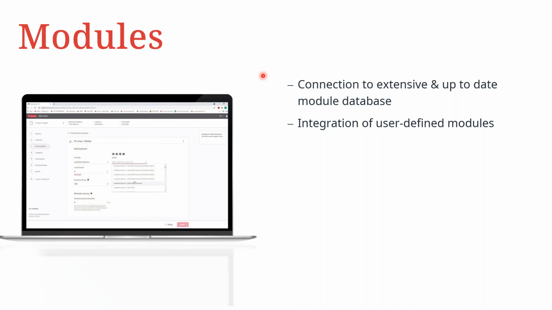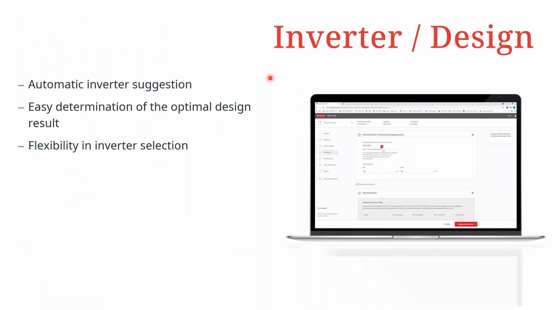Then, of course, the other feature is the inverter, as well as the design of the inverter area. So the Solarcreator is going to give you automatic inverter suggestions. This was not possible with the Solar Configurator. So this, of course, will make it very easy for you to have an optimal system design result.